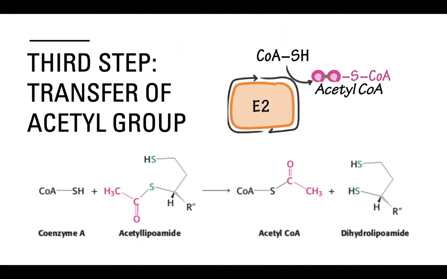The third step of the process is the transfer of the acetyl group to coenzyme A. This process involves the second enzyme in the pyruvate dehydrogenase complex, namely dihydrolipoyl transacetylase, or more simply E2. E2 catalyzes the reaction as the acetyl group from acetyl-lipoamide is transferred to CoA to form acetyl CoA. Additionally, the thioester bond formed in the previous step is preserved, and acetyl CoA is now ready to be used as fuel for the citric acid cycle.